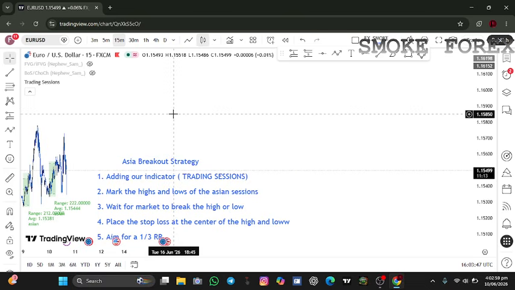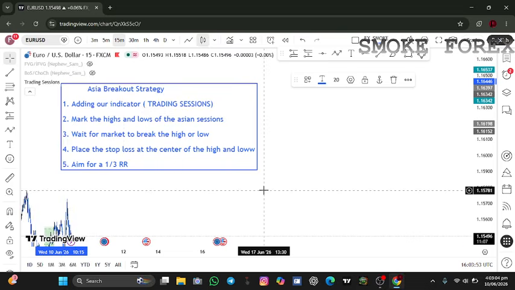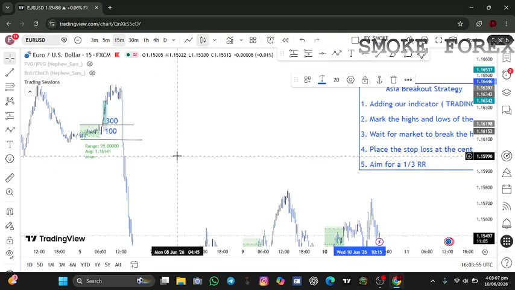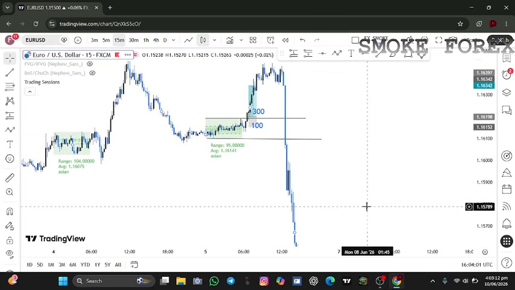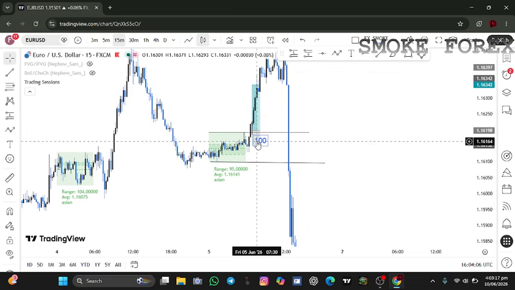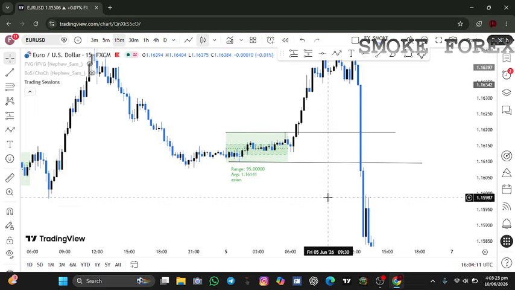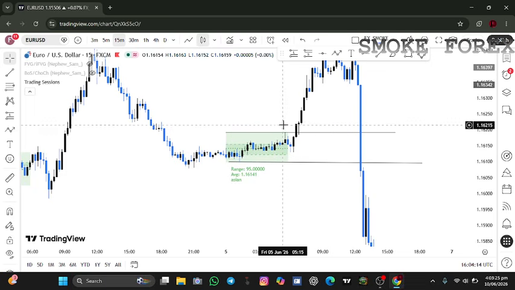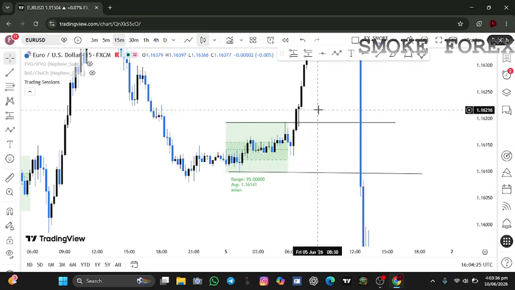Our next thing is to wait for the market to break either the high or the low. That's the next thing we are going to do. I'll show more examples of how healthy the strategy is. So the market broke our high. What are we going to do? You can see clearly around 6:15, that's what I said, within 6 to 6:30 you're going to catch this move. Around 6:15, the market broke our high.